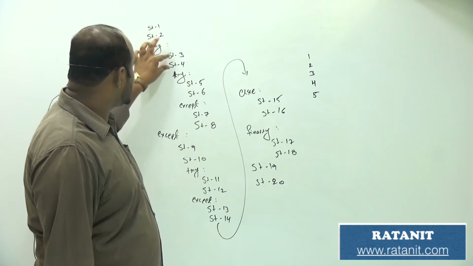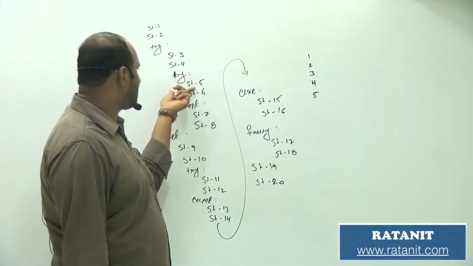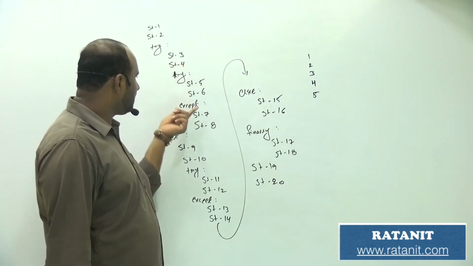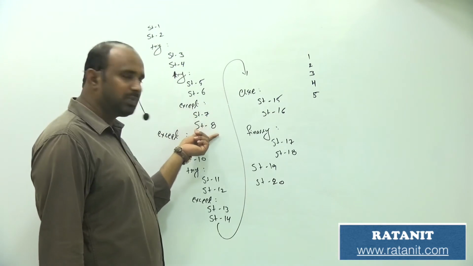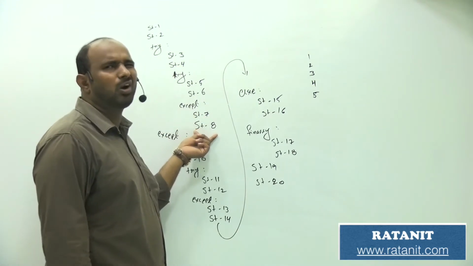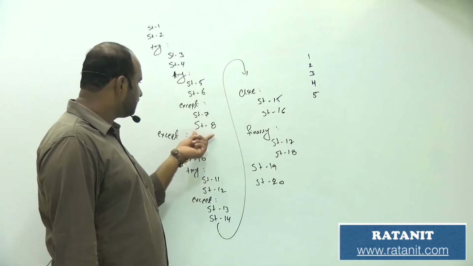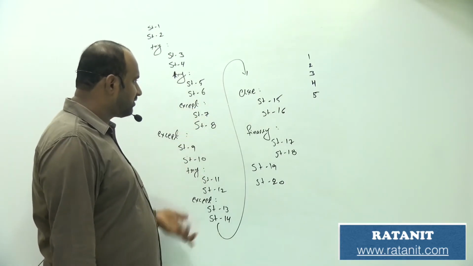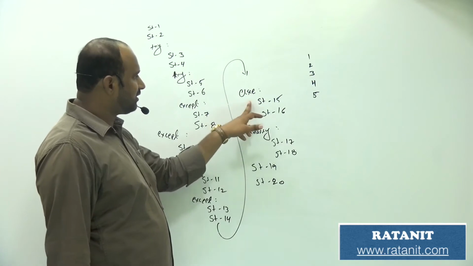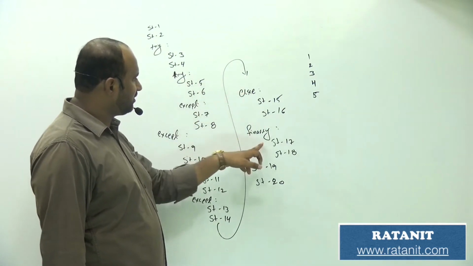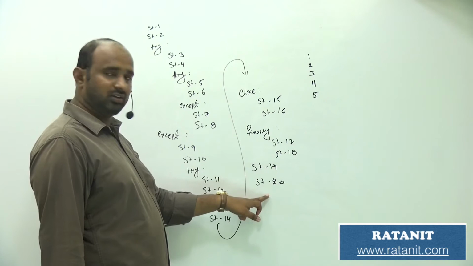In this case, what is the output? 1, 2, 3, 4, 5 exception raised. So up to 4 only is printed. The control goes to except, and 7 and 8 will be printed. After 7 and 8, the other except block is not executed anyhow. Else block executed or not executed? Not executed because the exception is there. Finally block, 17, 18, 19, 20.